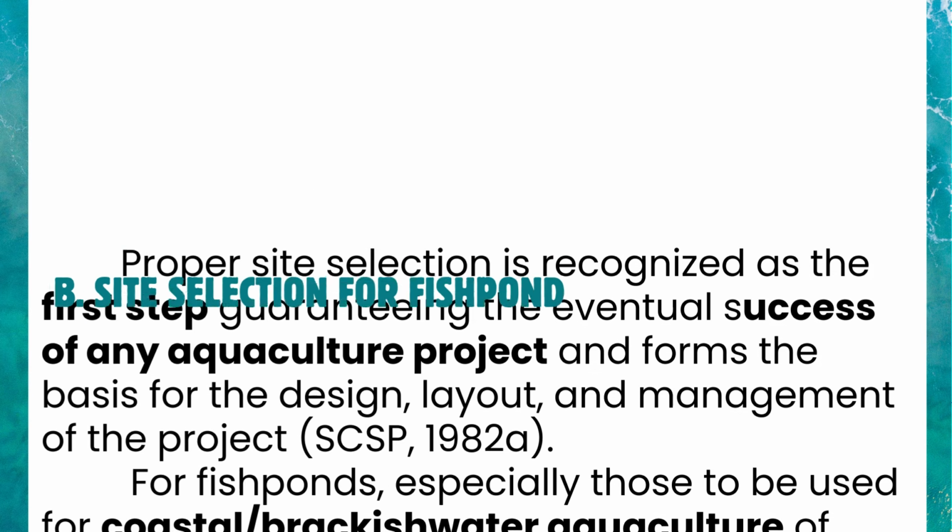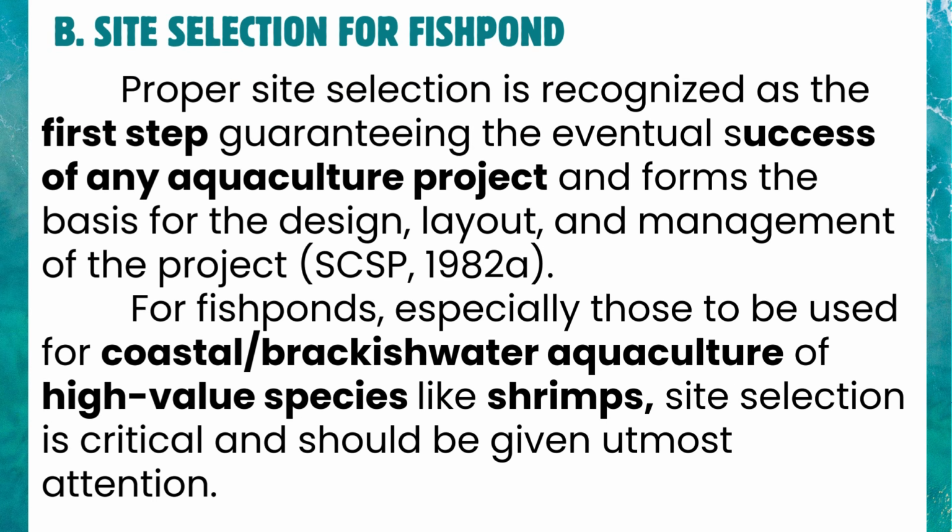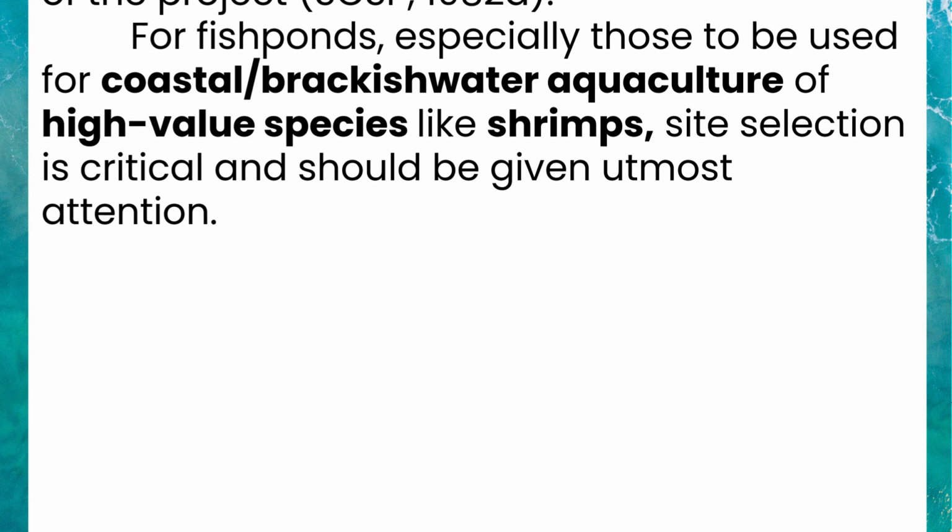2. Site selection. Proper site selection is recognized as the first step guaranteeing the eventual success of any aquaculture project and forms the basis for the design, layout, and management of the project, SCSP, 1982a. For fish ponds, especially those to be used for coastal, brackish water aquaculture of high-value species like shrimps, site selection is critical and should be given utmost attention.